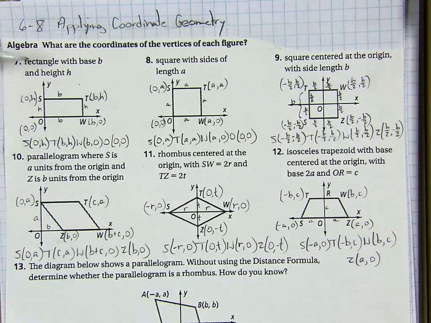And on this one, it says it's a rectangle with a base of B. The base is B, so that means this is B as well, and the height H. So the origin, O, would be 0, 0. For W, we went over B and stopped: B, 0. To get to T, we went over B and up H, so B, H. And for S, we didn't go anywhere left or right, we just went up H. So those are the coordinates.